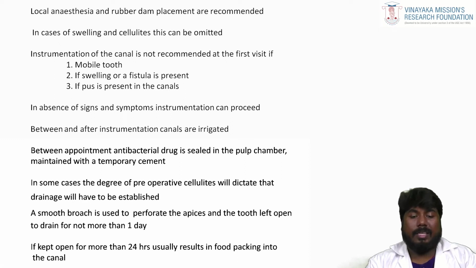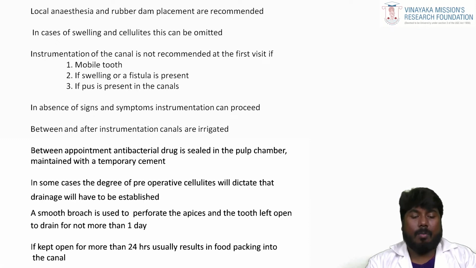Between and after the instrumentation, canals are irrigated. Between the appointments, an antibacterial drug is sealed in the pulp chamber, maintained within a temporary cement. In some cases, the degree of preoperative cellulitis will indicate that drainage will have to be established. A smooth broach is used to perforate the apex and the tooth is left open to drain for not more than 1 day.